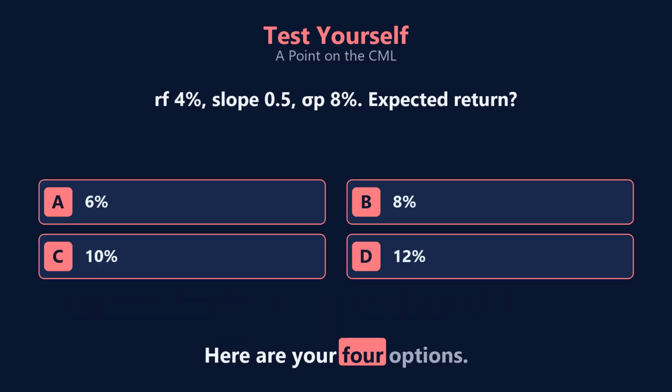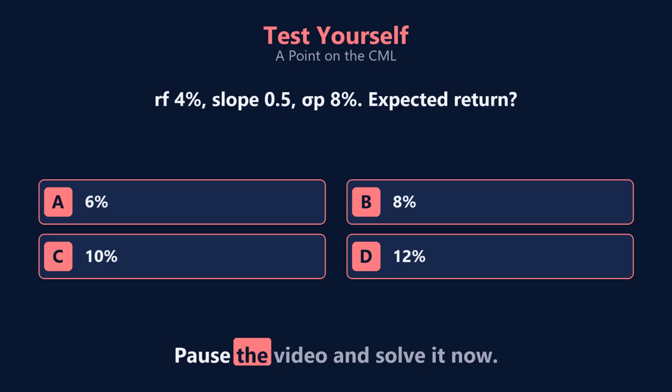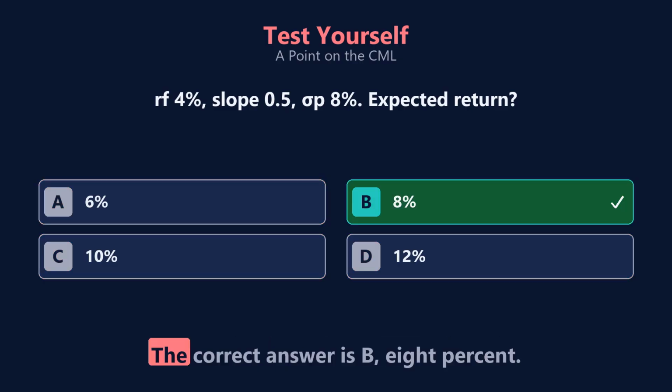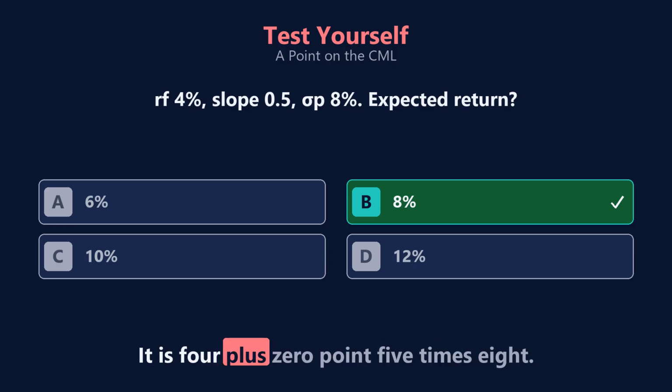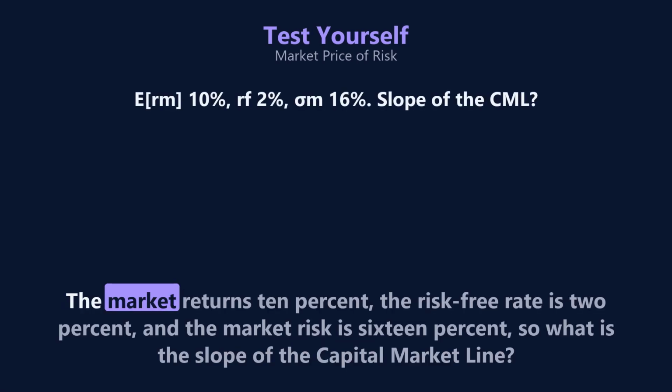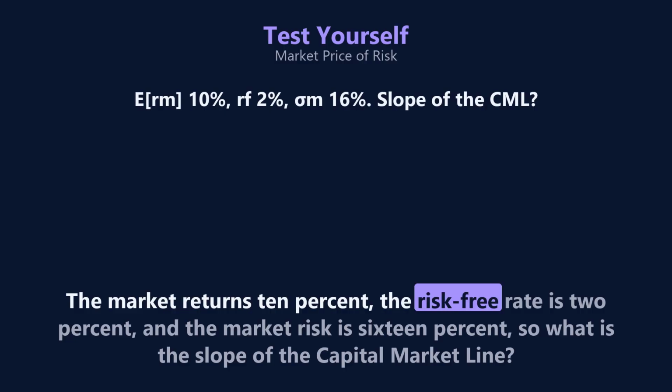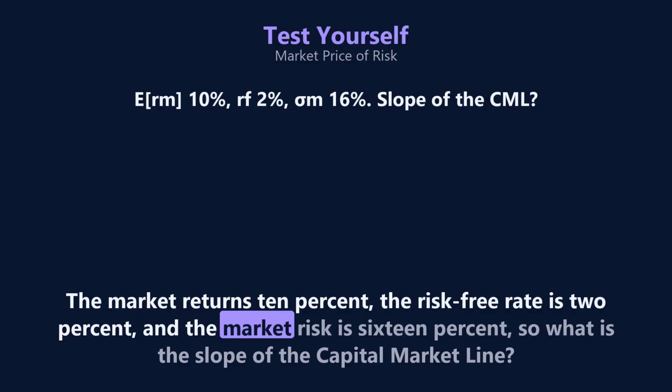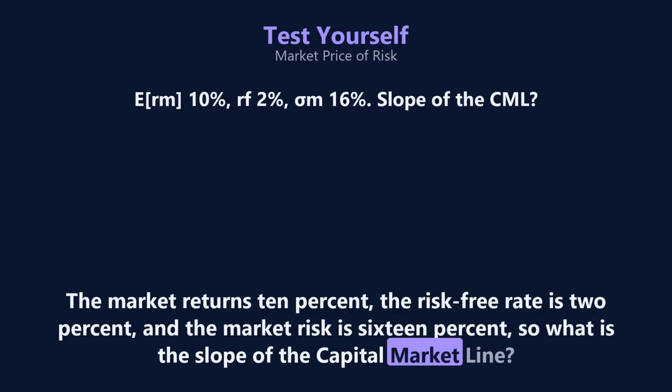Here are your 4 options. Pause the video and solve it now. The correct answer is B, 8%. It is 4 plus 0.5 times 8. Quick quiz, test yourself. The market returns 10%, the risk-free rate is 2%, and the market risk is 16%, so what is the slope of the capital market line?